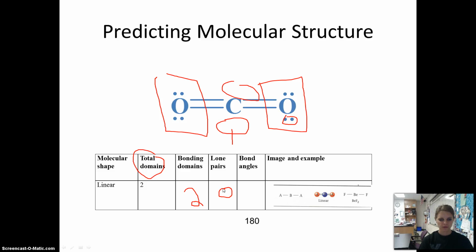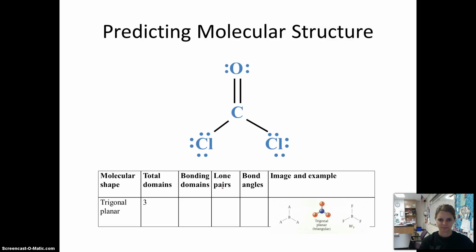So the farthest away that all these electrons can be from each other is at a bond angle of 180 degrees. That means in this molecule, the angle from this one all the way to this one, as you can see it's a linear line, is 180 degrees. There's your first one. Let's go to the second one.